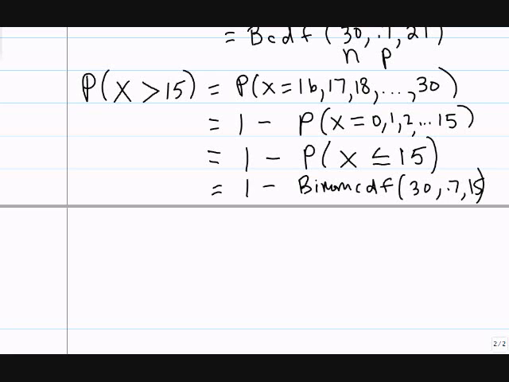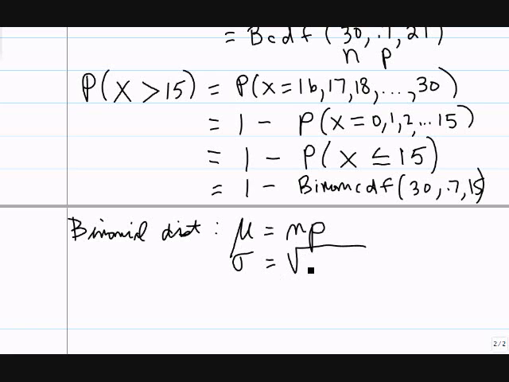We have this binomial distribution, and we should be able to get some statistics for that. There's a little proof in your book, and some of you will enjoy looking at it or trying to prove this for yourself. But the mean of a binomial distribution is number of trials times the probability. The standard deviation is the square root of the number of trials times the probability times 1 minus the probability.